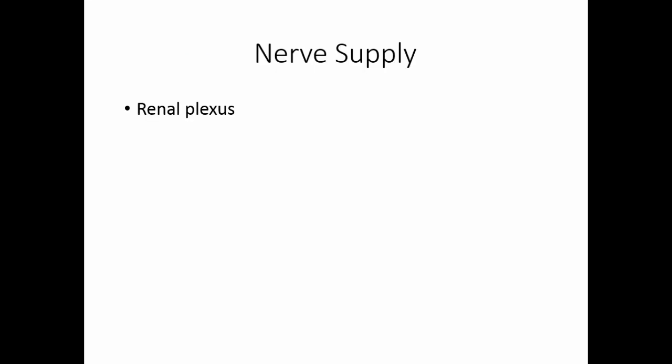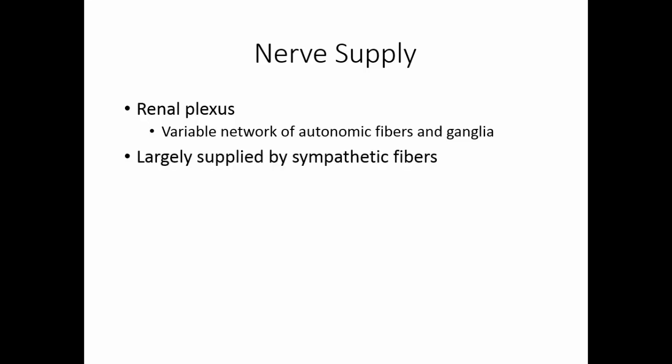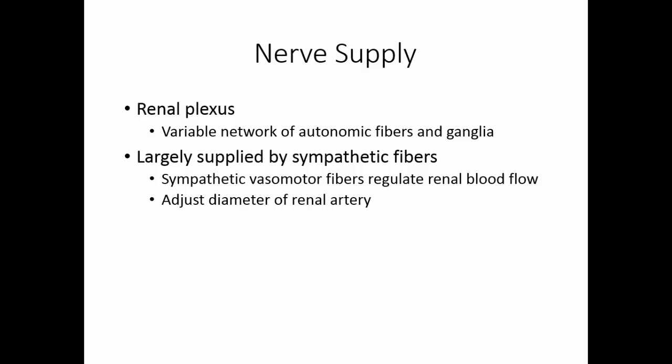The renal plexus that serves the kidney is a variable network of autonomic nerve fibers and ganglia. This is primarily supplied by the sympathetic fibers. The sympathetic fibers are the ones that control the smooth muscles of the blood vessels, so the sympathetic vasomotor fibers regulate renal blood flow. They can adjust the diameter of the renal artery. This is important because blood flow influences the formation of urine.